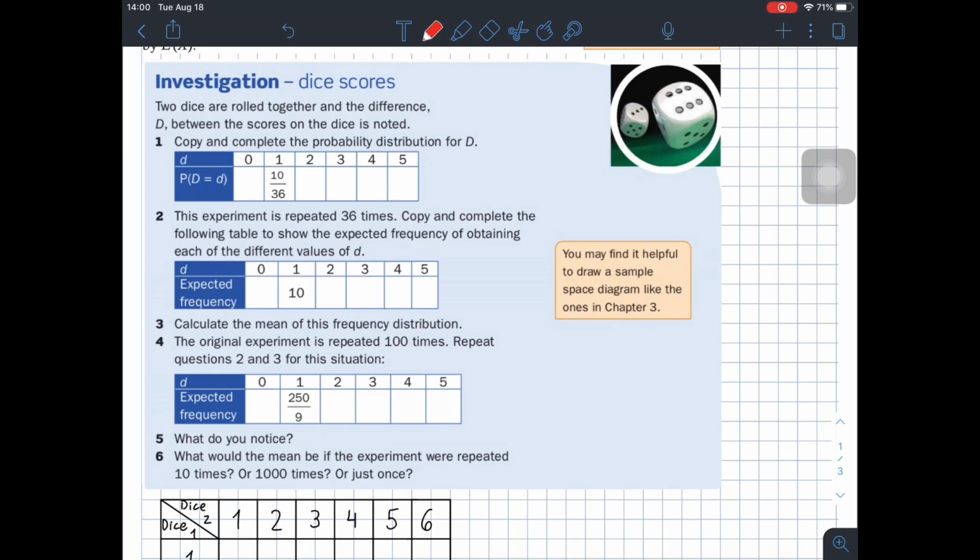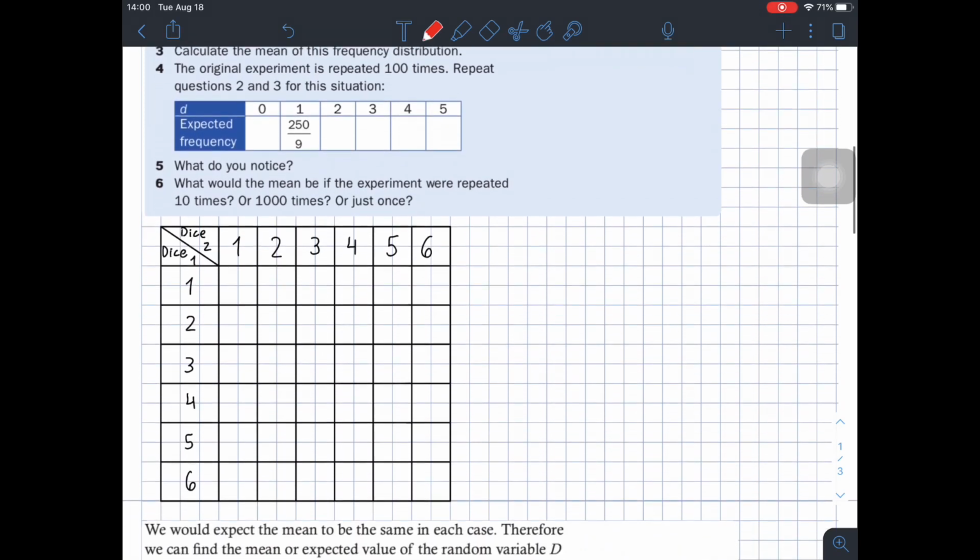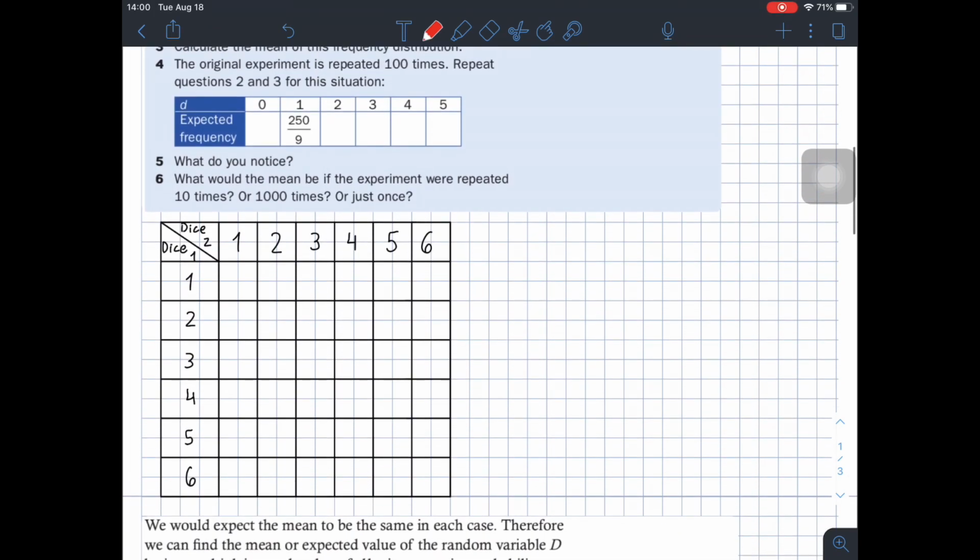It says, two dice are rolled together and the difference d between the scores on the dice is noted. Copy and complete the probability distribution for d. So we're interested in the difference between the results in both dice. To do that, I have already built this sample space diagram where we're going to fill in the information. These are the outcomes for dice number 1. These are the outcomes for dice number 2. So we're going to record the difference between the outcomes.